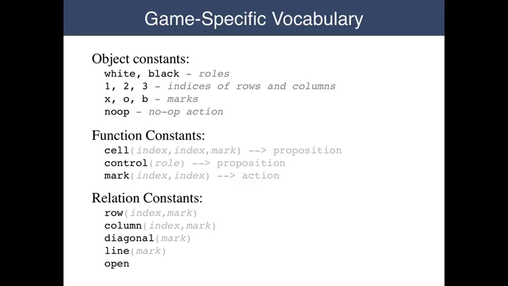In tic-tac-toe, there are only two types of actions a player can perform. It can either mark a cell or it can do nothing, which is what a player does when it's not his turn to play. The binary function constant mark, together with a row M and a column N, designates the action of placing a mark in row M and column N. The mark placed there depends on who does the action. And going back to the object constants, we have no-op, which refers to the act of doing nothing at all. Finally, we have some helper vocabulary, row, column, diagonal, line, open, whose purpose will become clear soon.